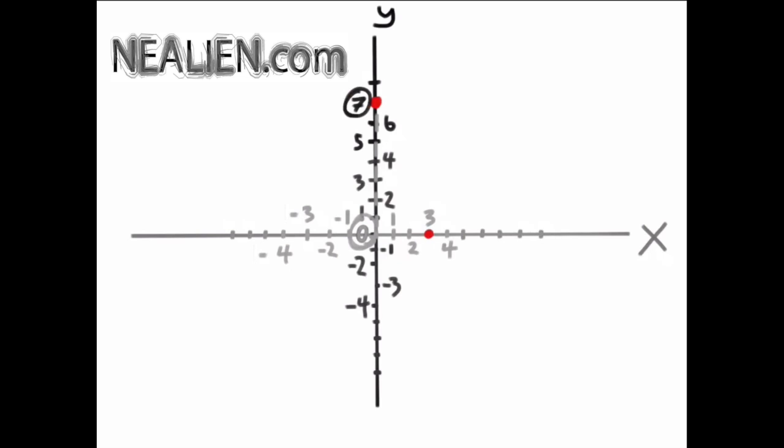This next point in red, we see that the x-coordinate is 3 because it's directly on the x-axis. And if we look to the left to the y-axis, we see that the y-coordinate is 0. So the point is 3, 0, the x-coordinate and then the y-coordinate.